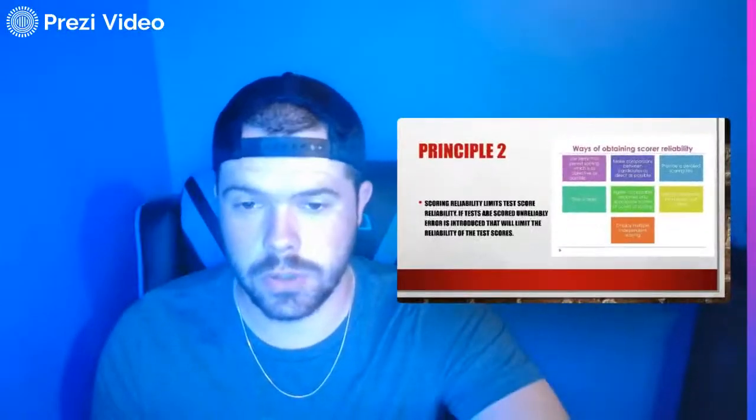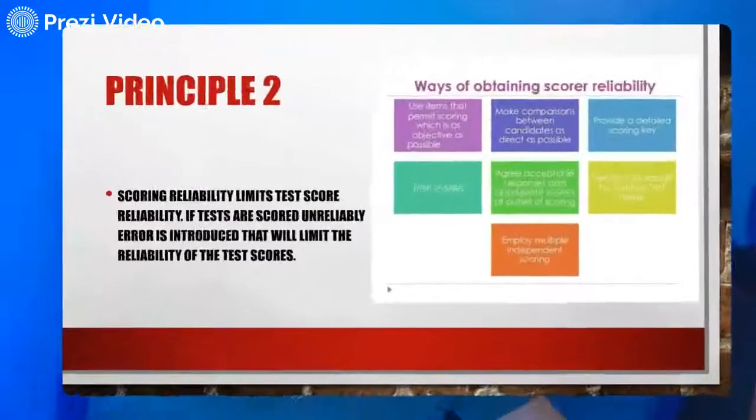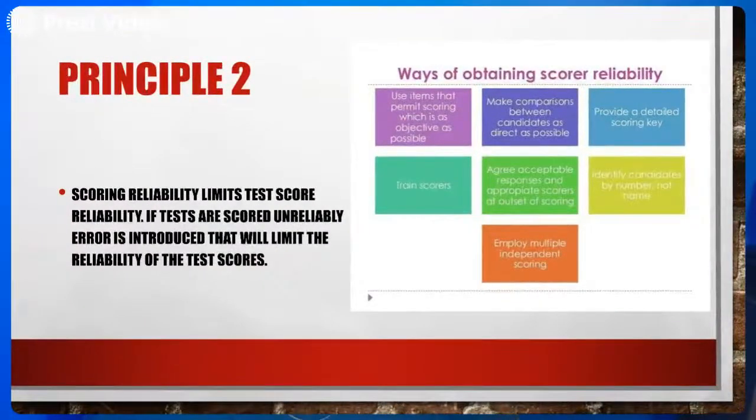Moving to principle 2: scoring reliability limits test score reliability. If tests are scored unreliably, error is introduced that will limit the reliability of test scores. Based on this principle, I also included an image over here to the right of ways of obtaining score reliability.